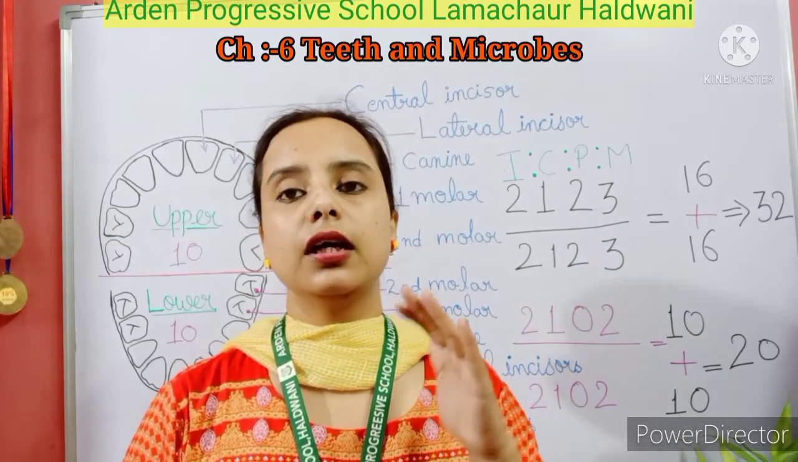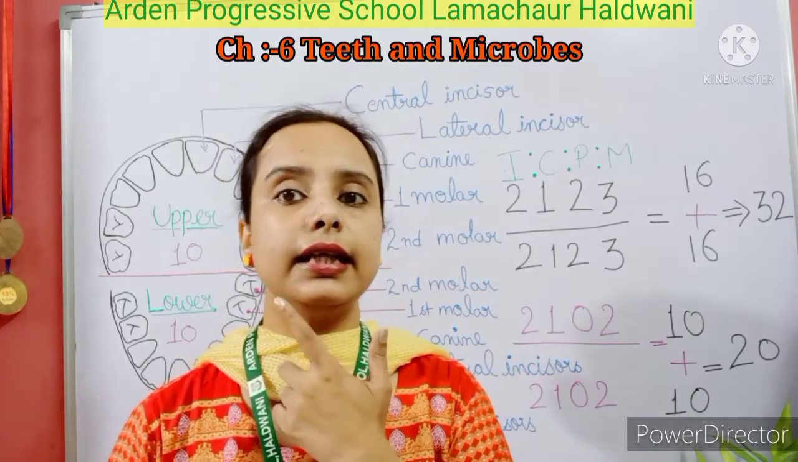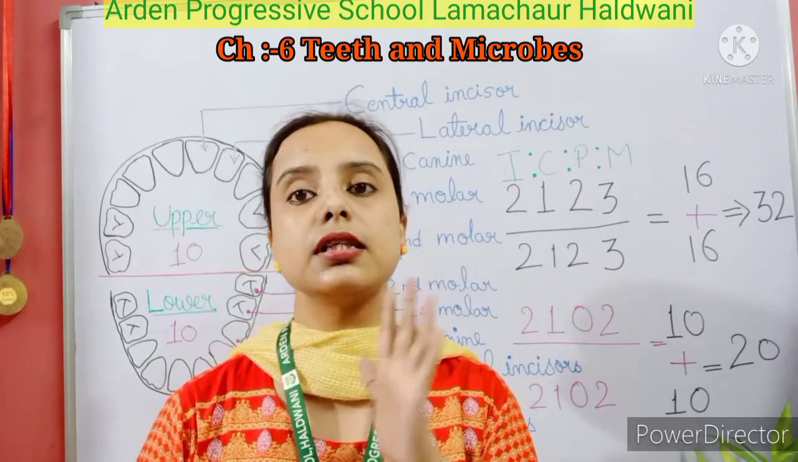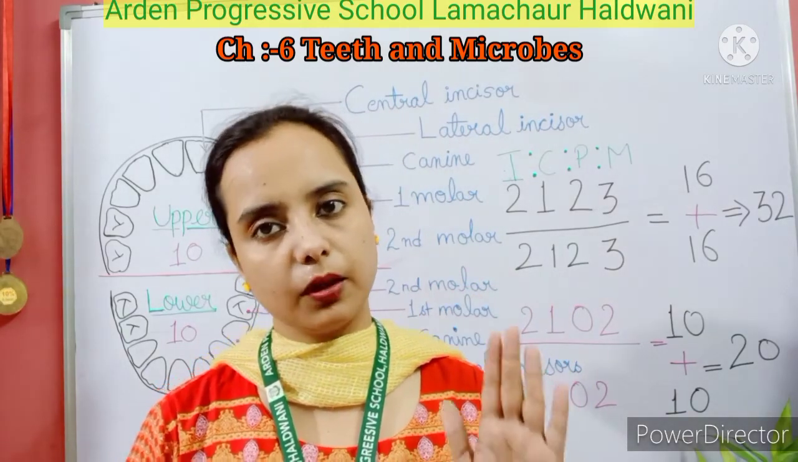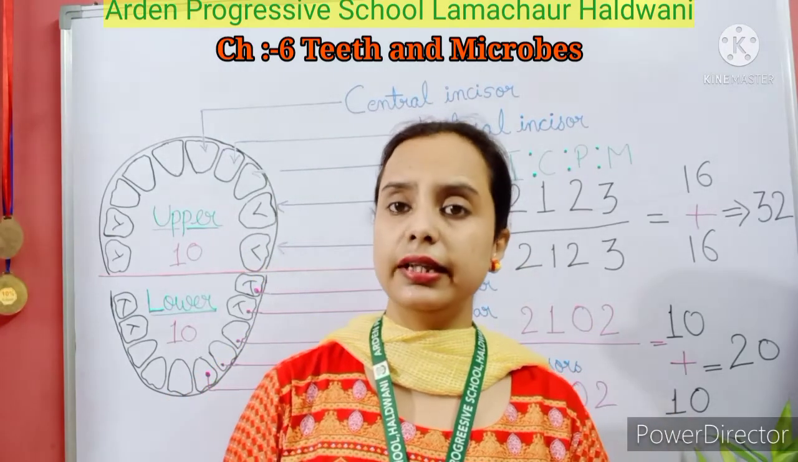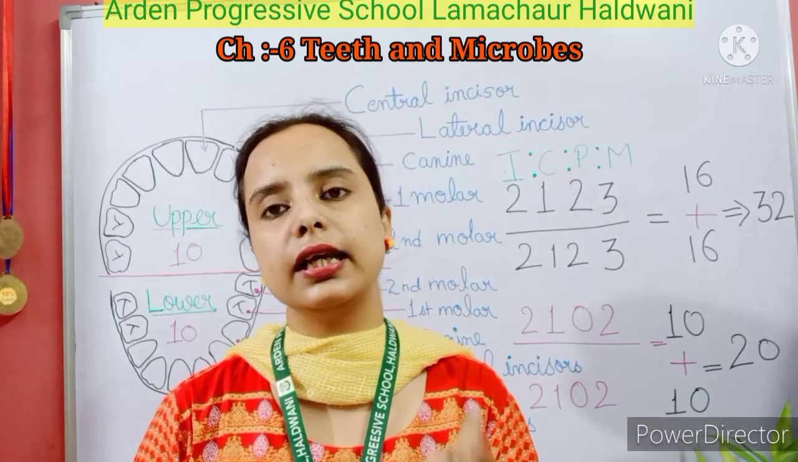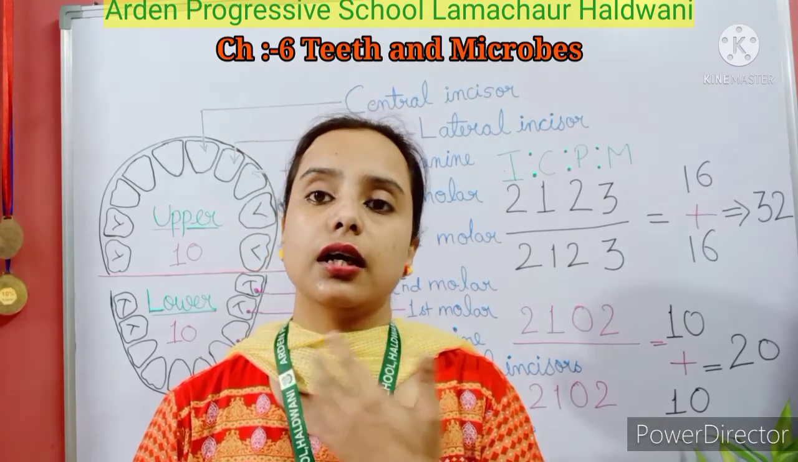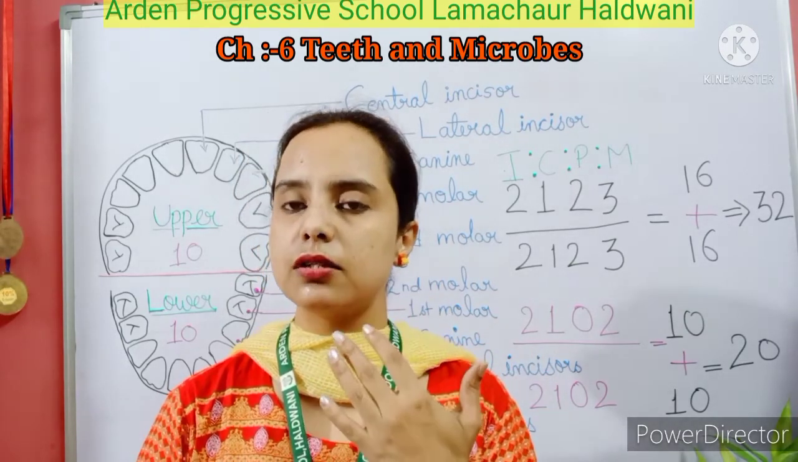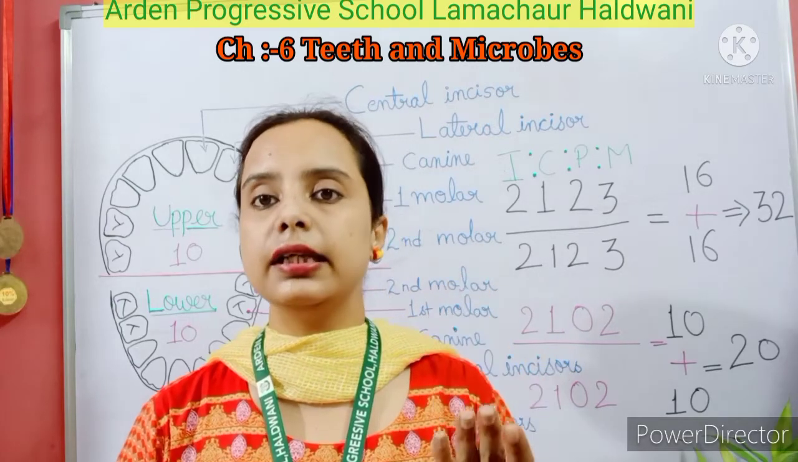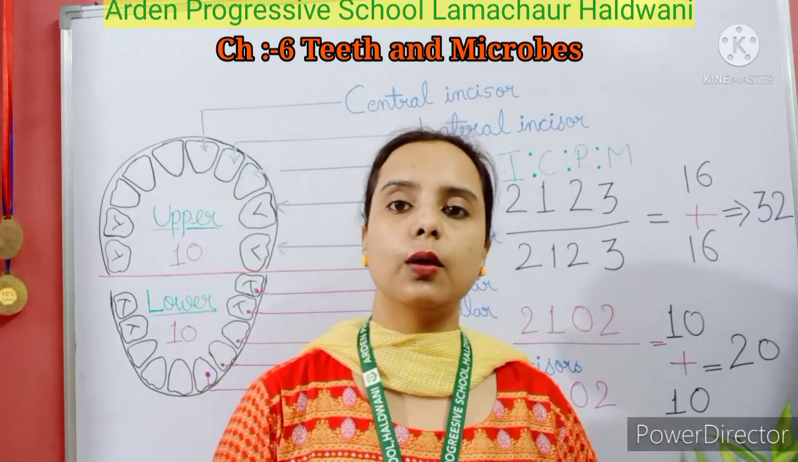When the babies are 3 years old, all 10 teeth in each jaw, meaning 20 teeth in total, have erupted. Then after a few years, up to 10 to 12 or 15 years, these milk teeth shed off one by one, and in their place your permanent teeth erupt.